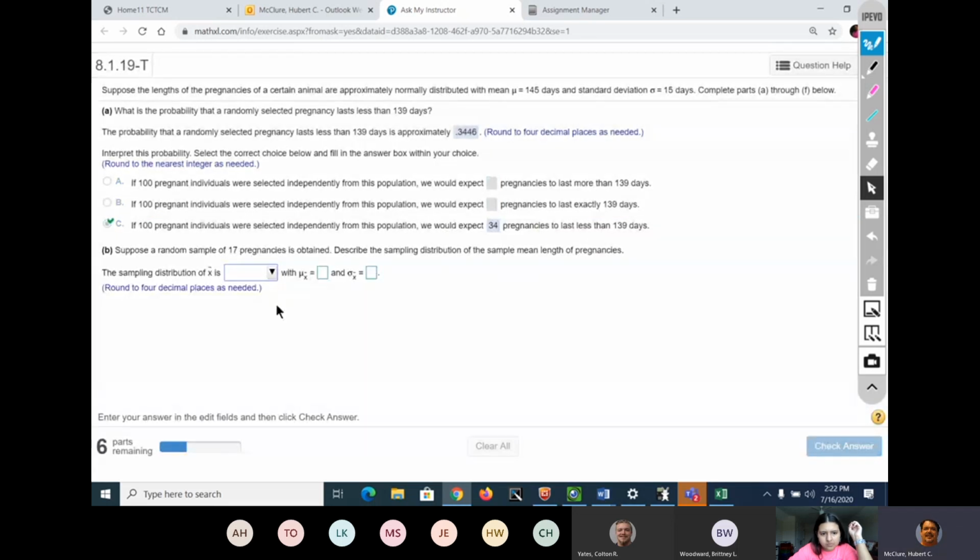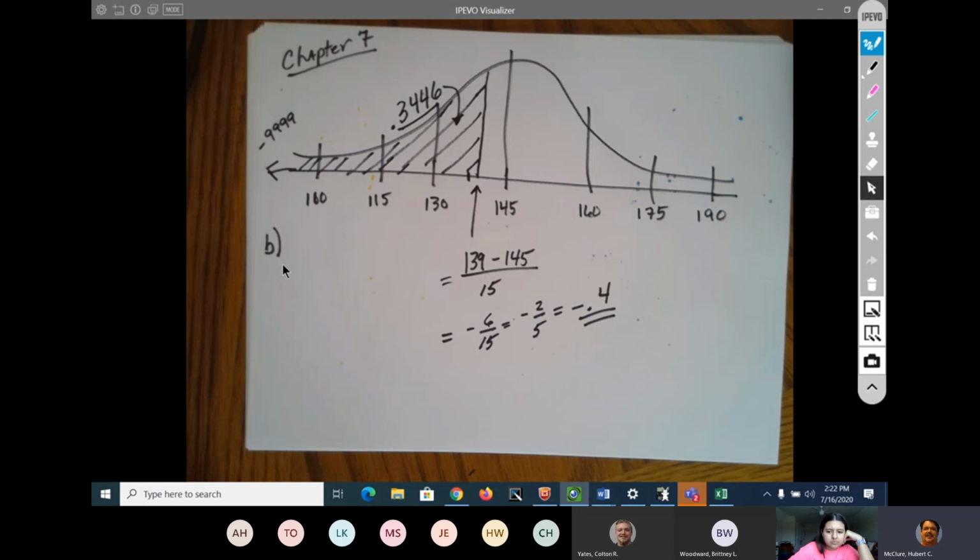Okay, here's B. Suppose a random sample, ding! I'm going to take my handy-dandy black pen and throw it away because now I've got to use a green pen because I'm going to do chapter 8 now. That doesn't look green. I don't like this green. Does that green look like green or does it look black? Looks black.